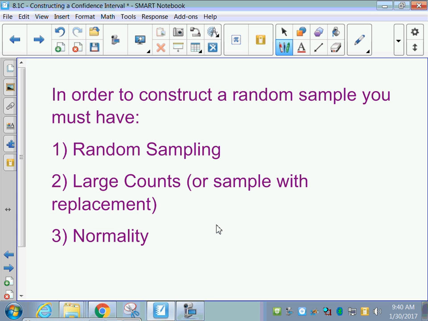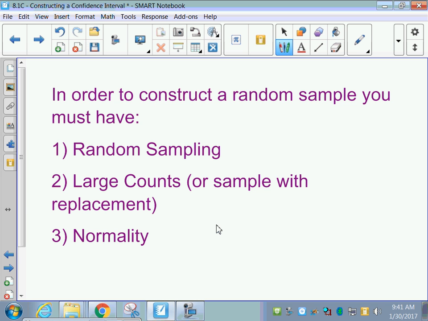Okay, so write these three things down. When you are constructing confidence intervals, you always have to check these three things. One, that you have random sampling. No cluster sampling, no stratified sampling, and make sure they didn't do anything like non-response and stuff like that. Okay. And two, large counts. What's the large counts rule? What do we actually do to check large counts?